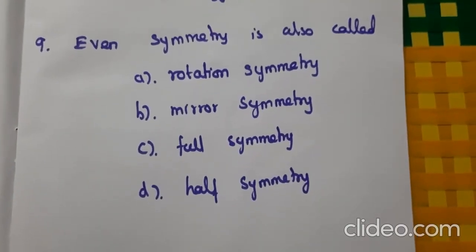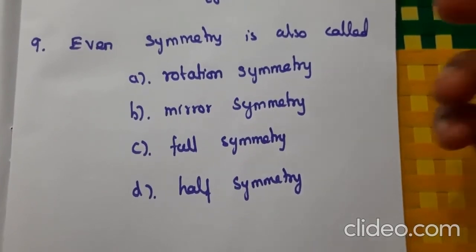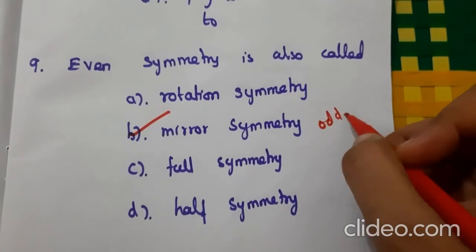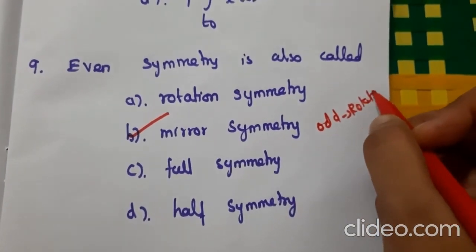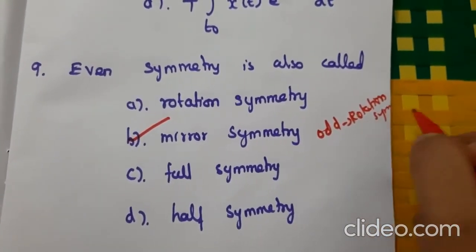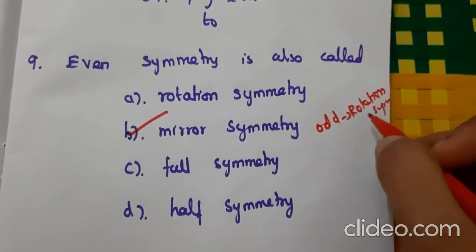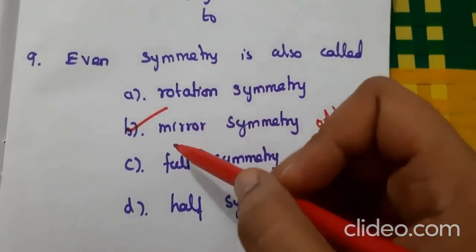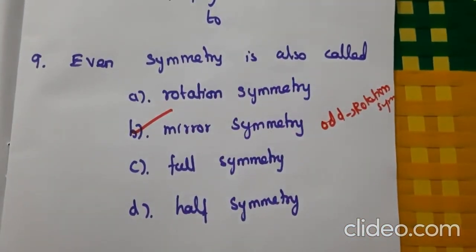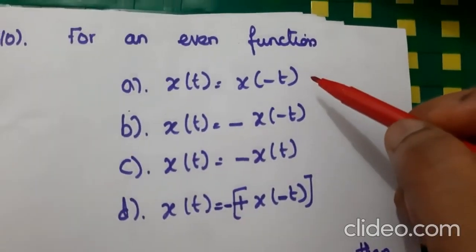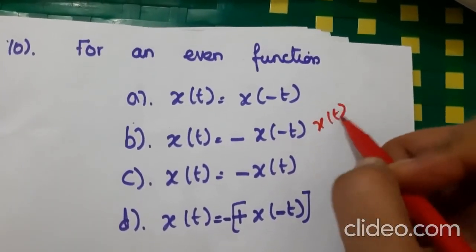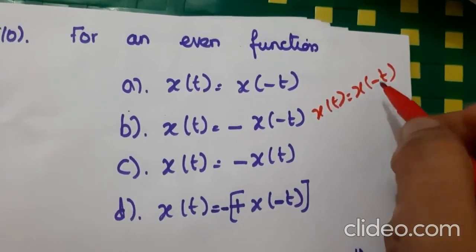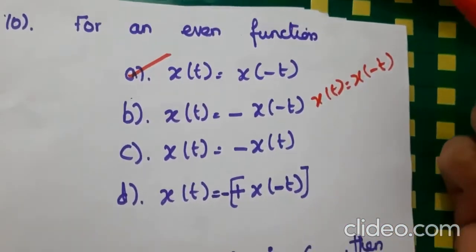Ninth question, even symmetry is also called mirror symmetry. So here the answer is B, and odd symmetry is known as rotation symmetry. So odd symmetry is also called rotation symmetry. Even symmetry is also called mirror symmetry. So answer here is B. 10th question, for an even function x of t is equal to x of minus t. So this is known as even function. So here the answer is A.